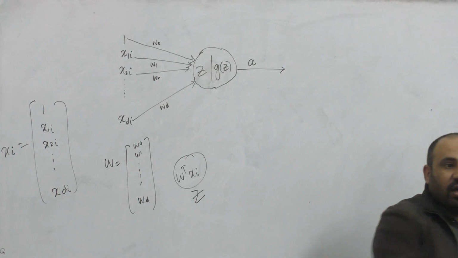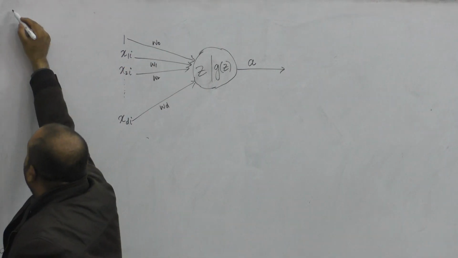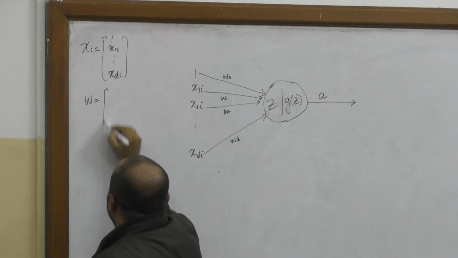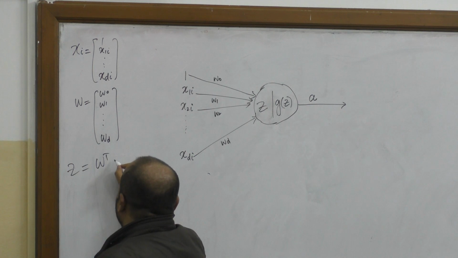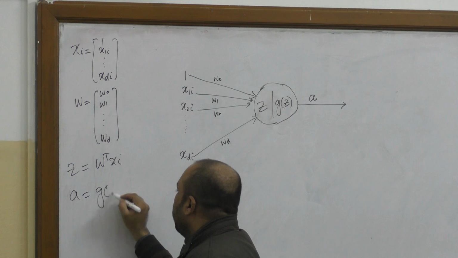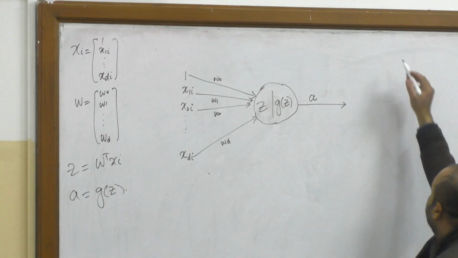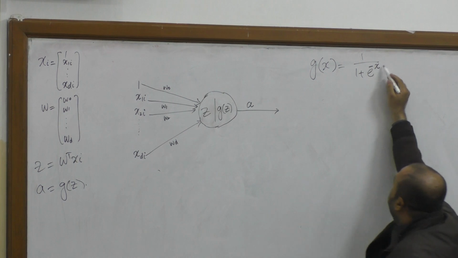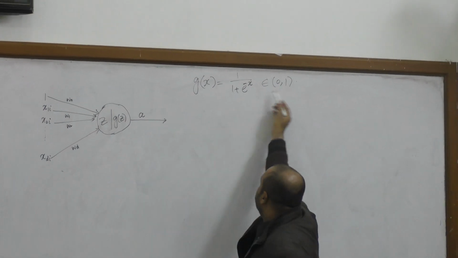Make sense? This is one neuron. This is one input feature, this is one neuron. And again, xi is 1, x1i, xdi, and w is simply w0, w1, wd, and z is w transpose xi. Make sense? And so g(z) is a. So a is g of z. G is some function. I will explain this one. For now, you can assume this g is just a sigmoid, which is g of x equal to 1 over 1 plus e raised to the power minus x. And this function actually ranges from 0 to 1.